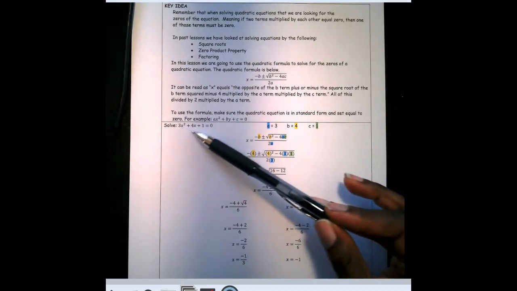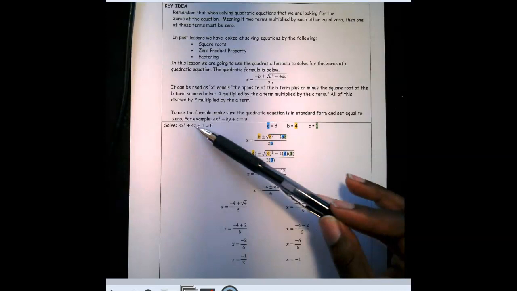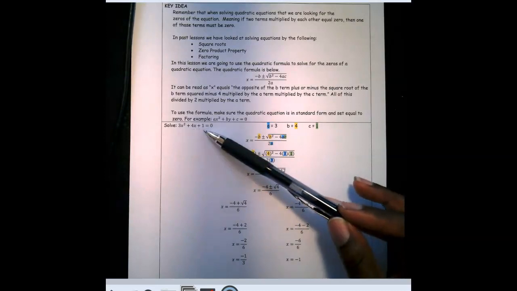So in our example, we have 3x squared plus 4x plus 1 equals 0. A is the 3, B is 4, and C is 1. So I've highlighted them in colors here. I've also taken the time to highlight them in colors where they go. So we took the opposite of the B term, which was positive 4, so now it's negative 4, plus or minus 4 squared, minus 4 times A times C, all of that divided by 2A.